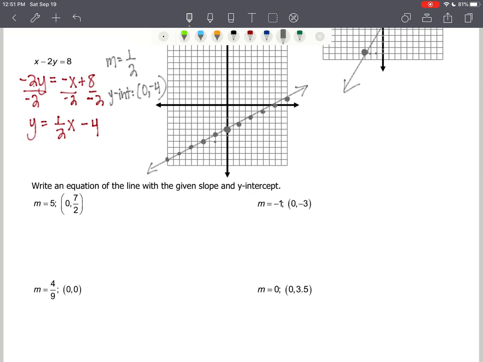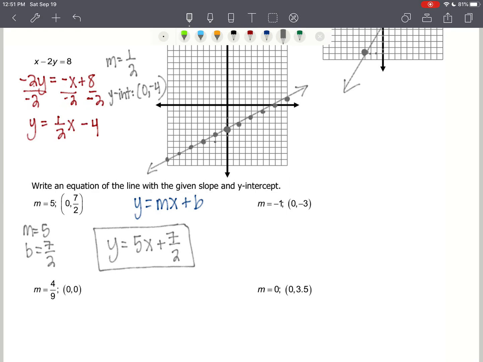Now, how do we write an equation given our slope and our intercept? Well, we use y equals mx plus b. So we've got the slope is 5, y equals mx plus b. So our slope is 5, that's 5 for m, and our y-intercept 0, 7/2. That gives us a b value of 7/2. So y equals 5x plus 7/2. And it's as easy as 1, 2, 3.